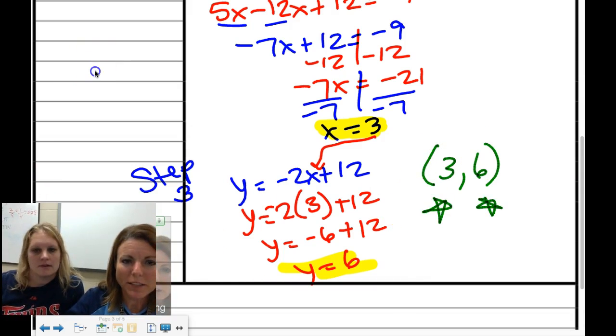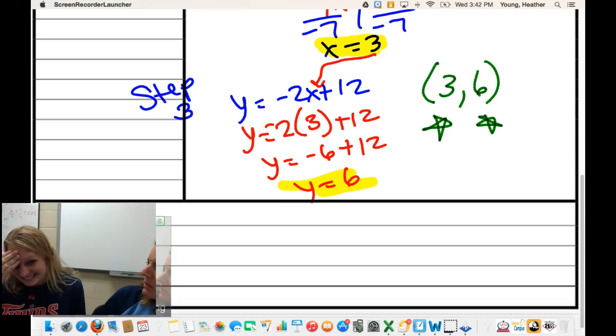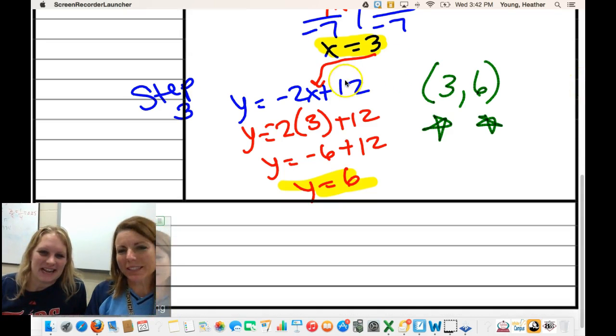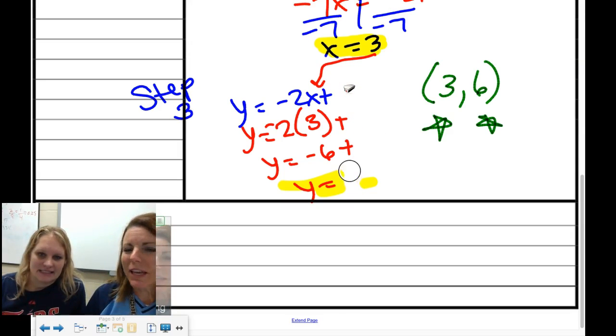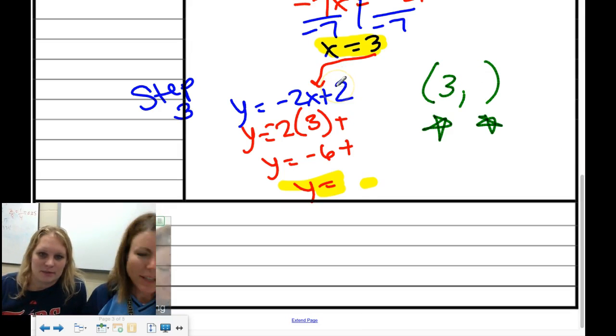Okay, looking at this, I think in step 3, Miss Boyd, we wrote down the wrong equation. So I think we should erase. Yeah, it was supposed to be a 2. And I accidentally put 12. There we go. So let's redo this. You all are probably thinking, what are they doing? All right, so this was supposed to be a 2.